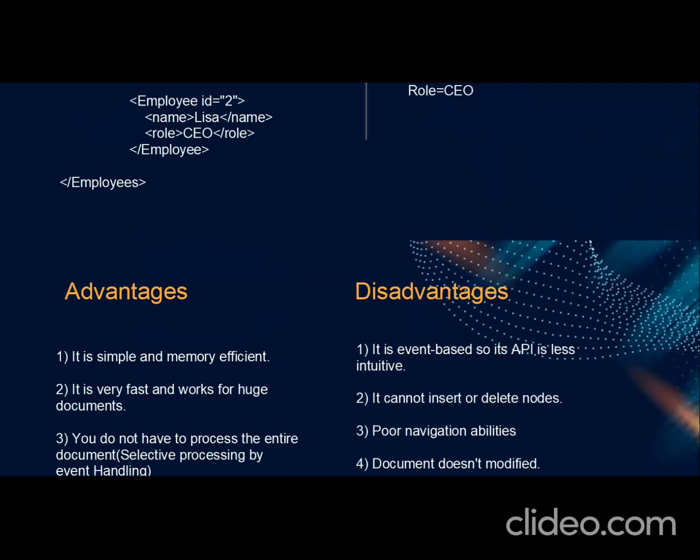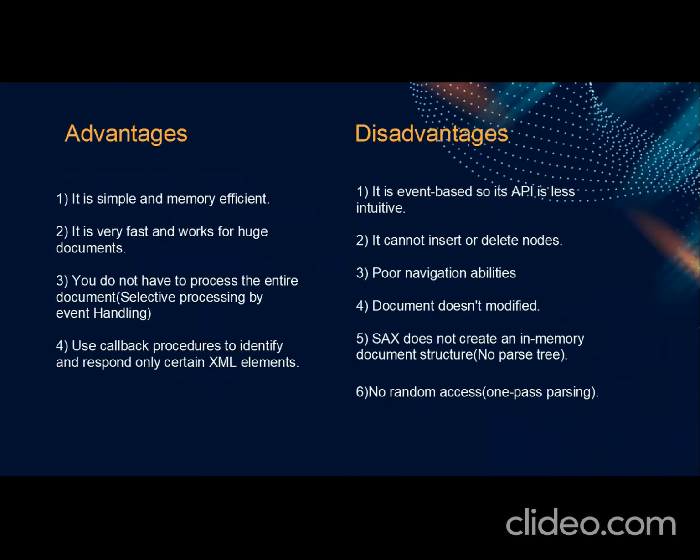Advantages of a SAX parser. As we have discussed, it is a simple and memory efficient parser. It is very fast and works for huge XML documents. Selective processing. That is, if we want to work based on start element only, only it will be processed. So it is not required to process the entire document. Using callbacks helps in responding only to certain XML elements.